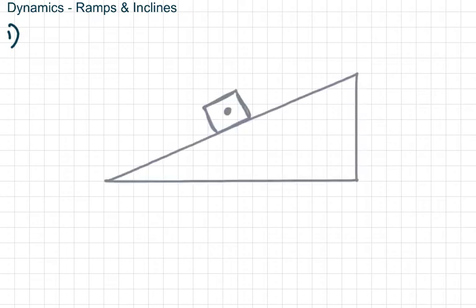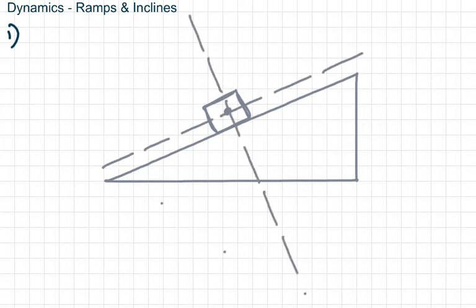All right, so here's the block on the ramp. I think the ramp in the diagram is steeper than my ramp. It doesn't matter. And remember that the way ramps work is that the axes that matter are the axes parallel and perpendicular to the ramp. So let's draw in those axes. Parallel axis, perpendicular axis.